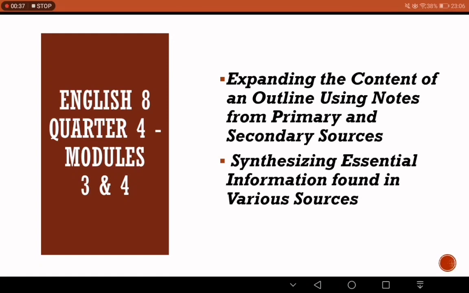The next one, for module number 4, we will discuss synthesizing essential information found in various sources. So, essential information. And of course, the definition of the word synthesis and how we can synthesize. So, these are the topics for modules 3 and 4, quarter number 4. Let's begin with module number 3.